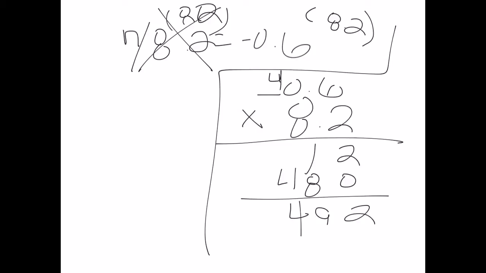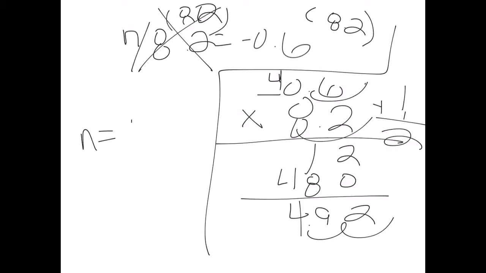Bring down the 4. Move your decimal place over twice. And that's how you get n equals 4.92. But don't forget the negatives.